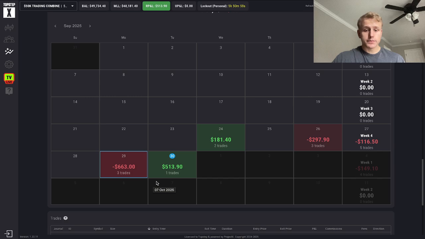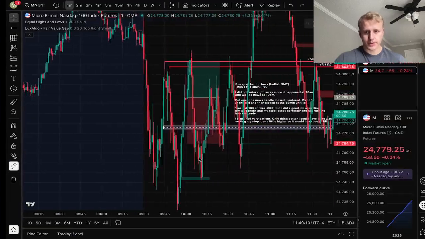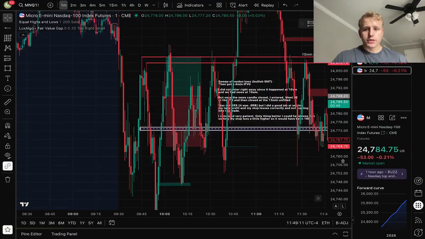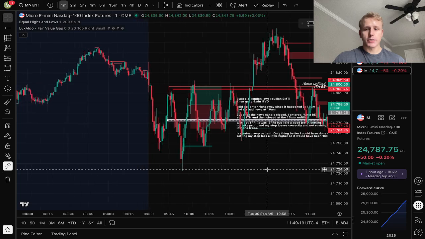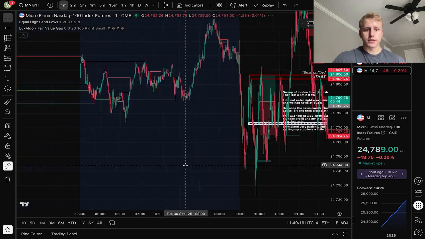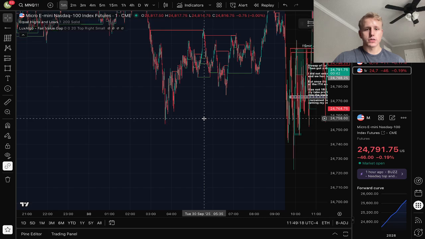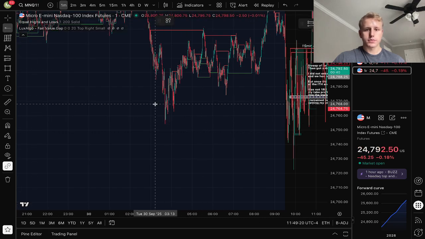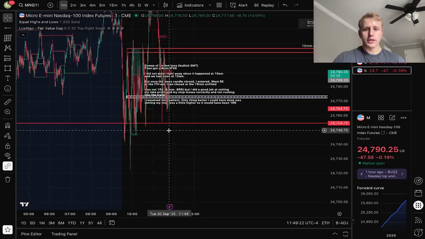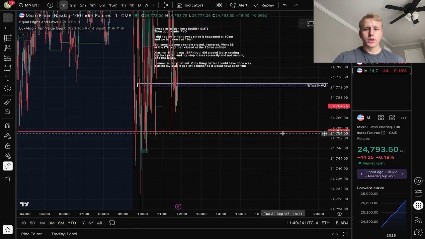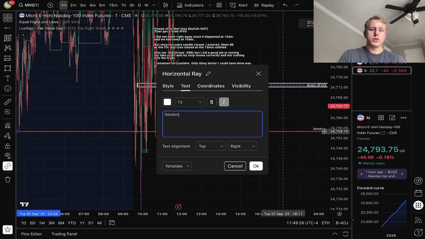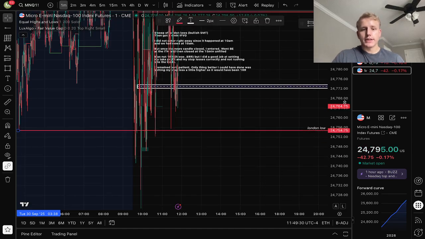Now today, with all those rules in mind, I took a better trade, made $513, and that's what I want to talk about today. So essentially, what I saw today was, I removed the London low, but I'll just mark it out really quick. So got London low right there.